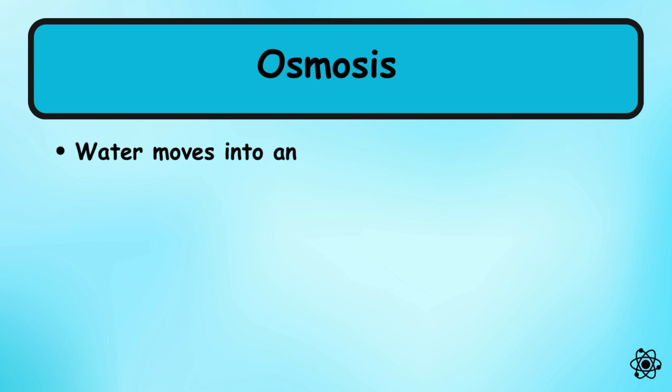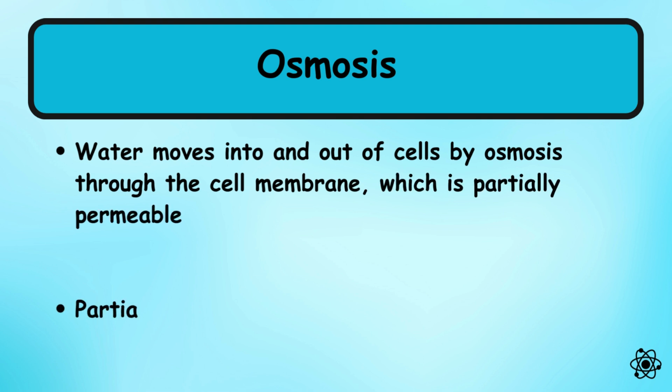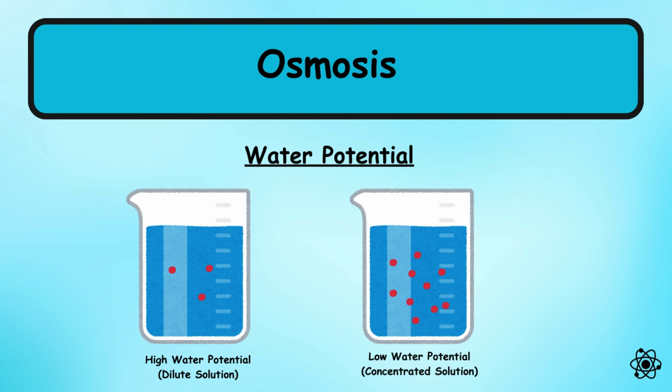So water moves into and out of cells through the cell membrane, which is partially permeable. This process is called osmosis. Partially permeable means that it will allow only certain molecules or ions to pass through it. In the case of diffusion, we were talking about the movement of particles. But osmosis is about the movement of water molecules.